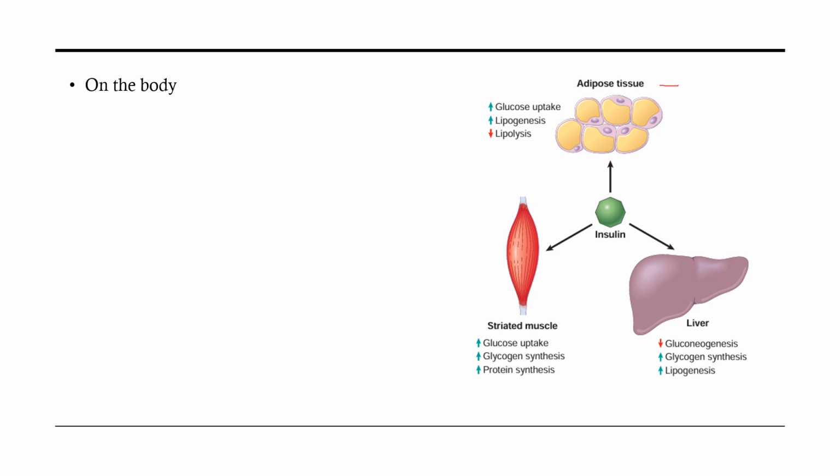Adipose tissue has a part called brown adipose tissue. Now this brown adipose tissue gets utilized during exercise and that utilizes the maximum amount of glucose. Insulin also acts on the striated muscle, wherein there is increase in glucose uptake, increase in glycogen synthesis and decrease in the protein synthesis. Now in the liver there is decrease of the gluconeogenesis, increase in the glycogen synthesis and increase in the lipogenesis.